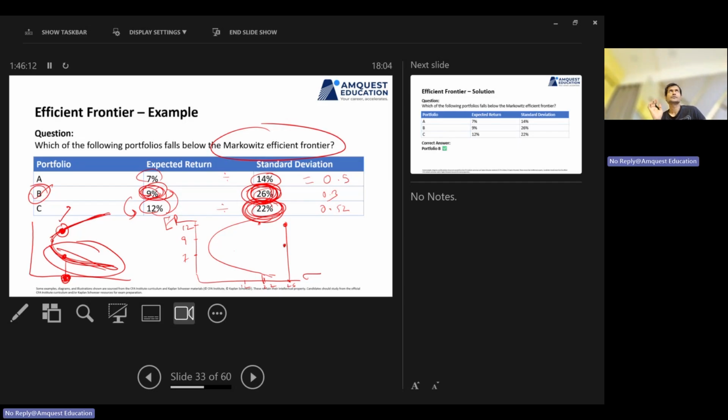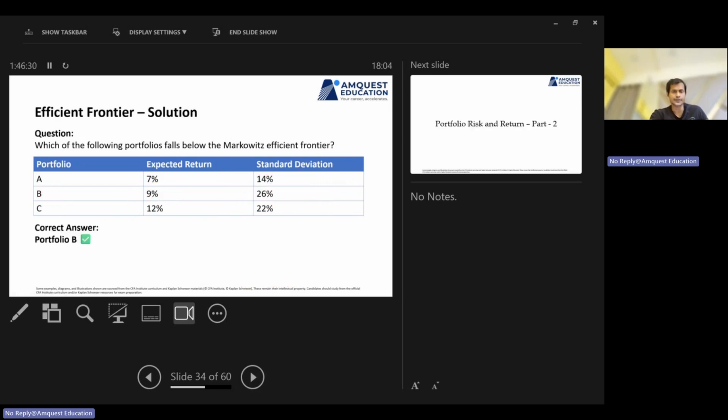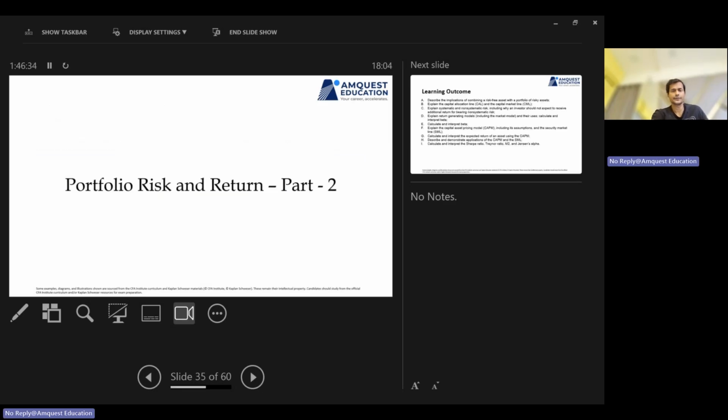Got it? Very good. Okay? And you'll get that from here also. Same risk, low return, and higher risk, low return. So you don't have to compute here, just work it out based on that. So it's portfolio number B. Clear?